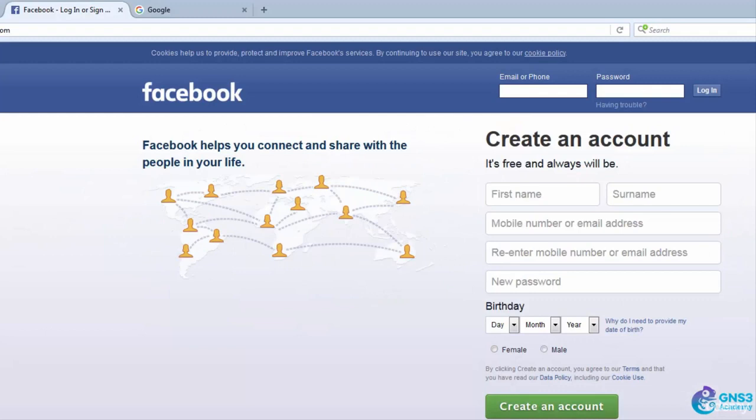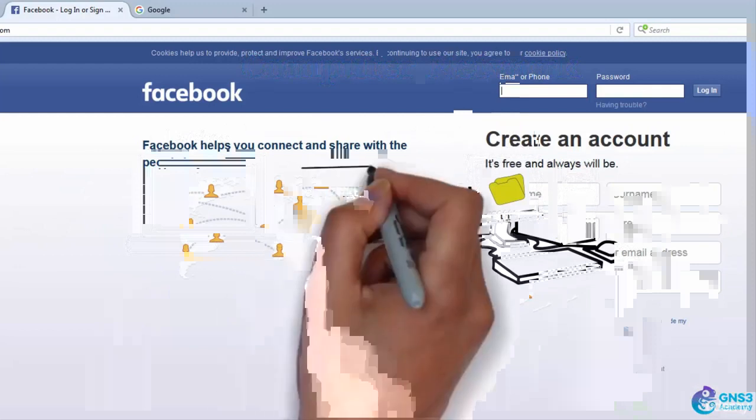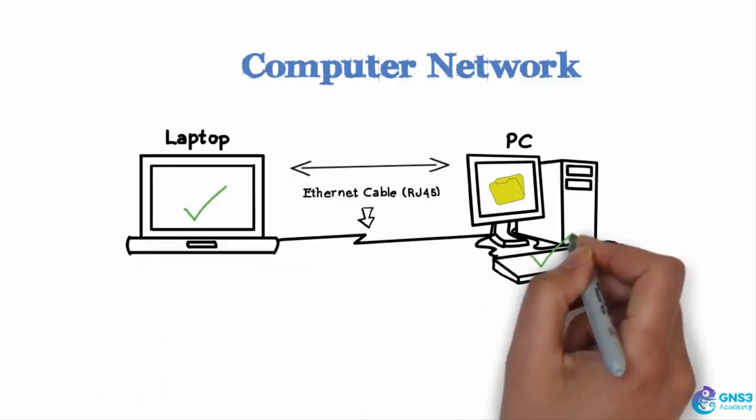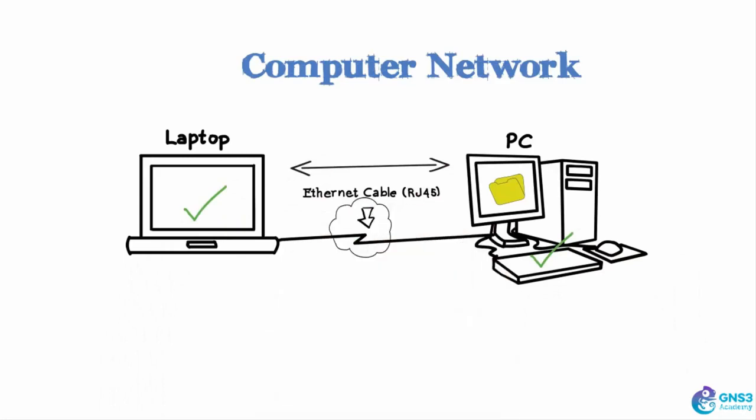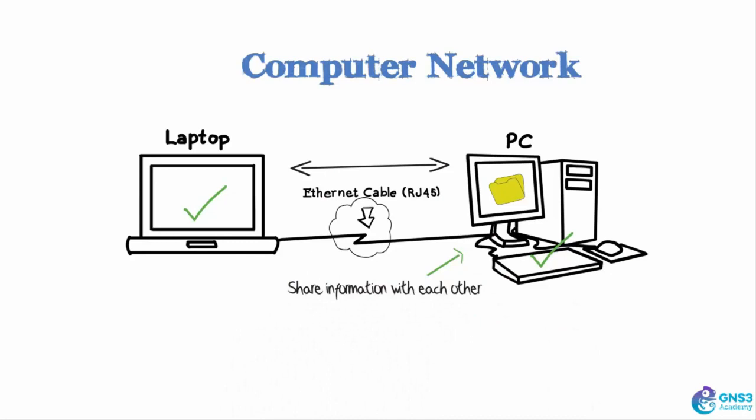sharing information with each other. You may have a file on a PC as an example and want to share that with someone else. So you could connect two devices such as a laptop and PC using what's called an Ethernet cable to the network interface cards or interface adapters on the computers and allow them to share information with each other. That's all a computer network is in its simplest or most basic form. It's essentially two devices sharing information with each other.